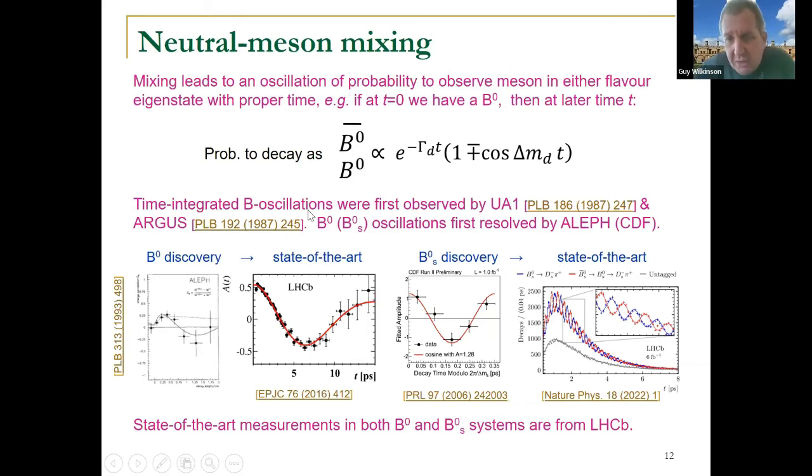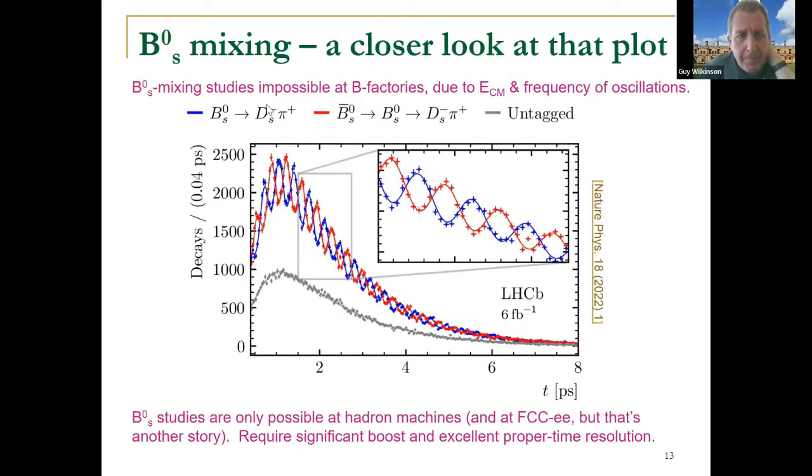Time integrated B oscillations were seen back in the late 1980s, but time dependent oscillations, where you can actually resolve the oscillations, in the B0 case were first seen at LEP. You see this plot on the left, and now it's measured really, really nicely by LHCb. So a real contribution to this measurement. And then in BS, more recently, it was found at CDF, a hadron collider, and is measured more precisely at LHCb.